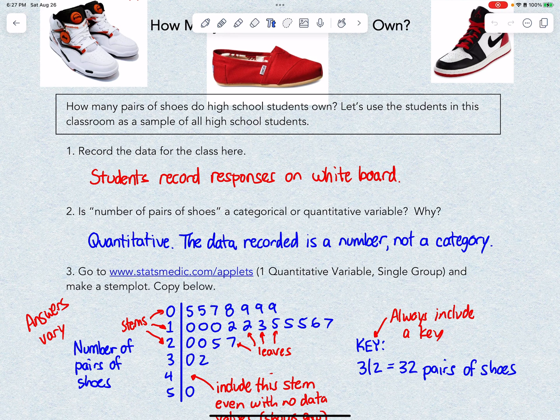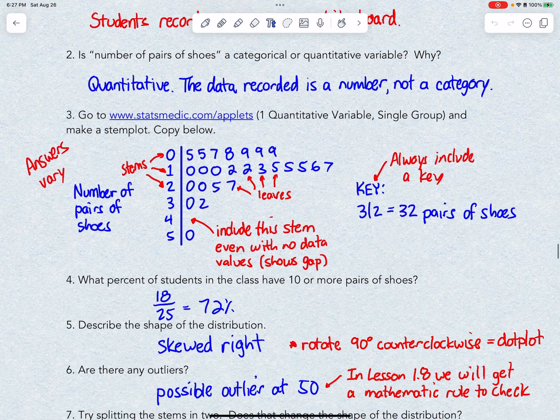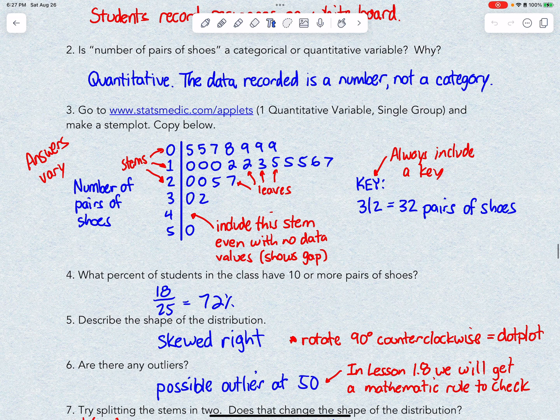So the first thing we did today is that everyone recorded the responses of how many pairs of shoes they own. We actually did it with the TI-Nspire Navigator, sent out the information, and sent it back. Remember that this is quantitative data. The data is recorded as a number, and it's not a category, so it doesn't go into a category. So this is the data that we recorded, and it is a stem plot.